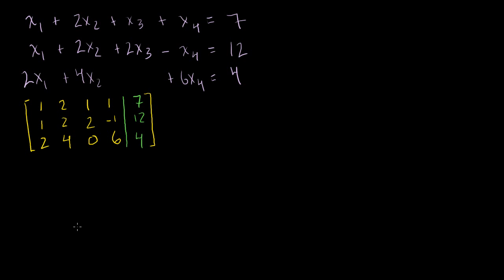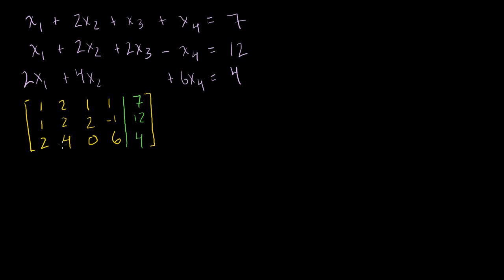So the first thing I want to do, just like I've done in the past, is get this equation to the form where, if I can, I have a 1 as my leading coefficient in any of my rows, and every other entry in that column is a 0. And in the past, I made sure that every other entry below it is a 0.